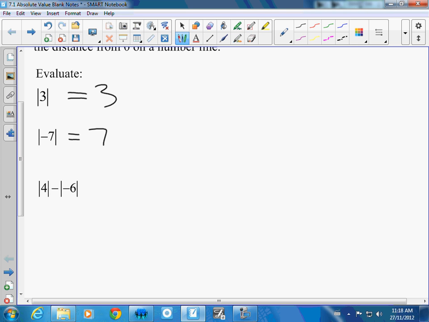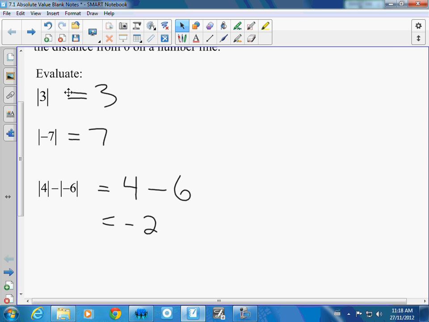Next question. We have the absolute value of 4 minus the absolute value of negative 6. Hang on. You have to treat absolute value like a set of brackets, so you do those first. What is the absolute value of 4? 4. Minus, what is the absolute value of negative 6? 6. What is 4 minus 6? Negative 2. So when you have an absolute value question, you could end up with a negative answer. You have to look at where the absolute values are. If I had put big absolute values around this whole thing, around the 4 minus the negative 6, then it'd be positive 2.